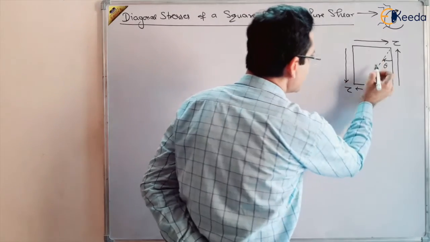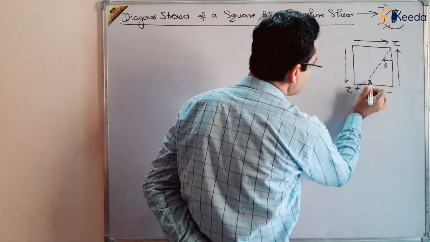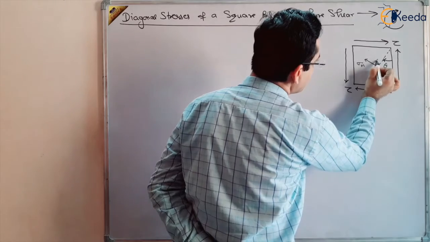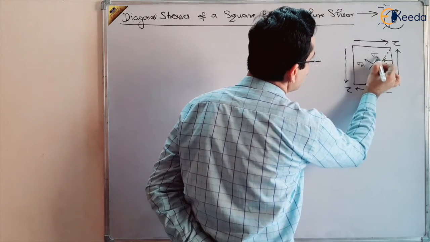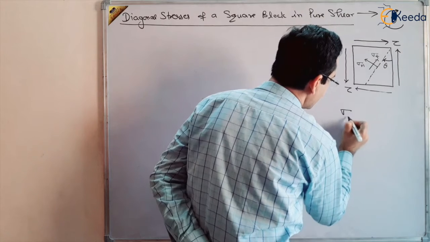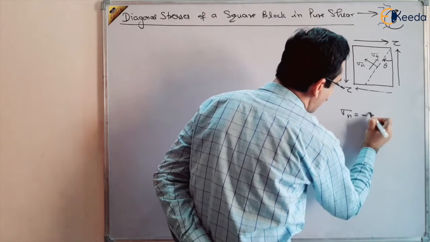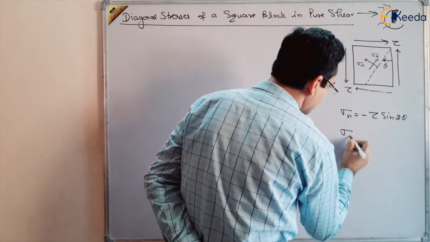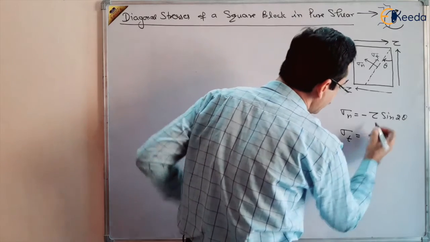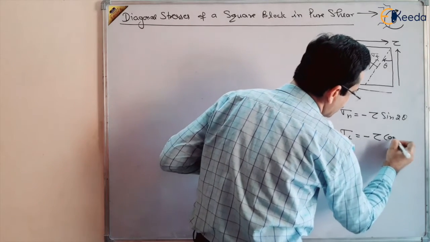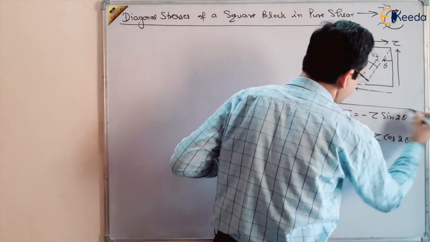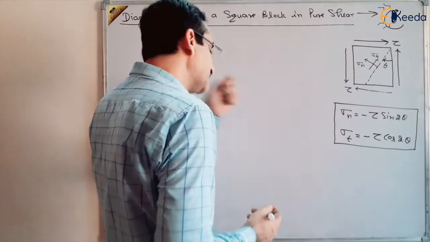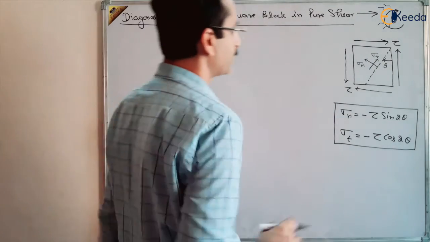What is the stress on this plane? We have already read there will be a normal stress and there will be a tangential stress. And this sigma n, we have shown, will be equal to minus tau sine 2 theta. And this shear stress or tangential stress will be equal to minus tau cos 2 theta. This we have already read in our previous lecture.